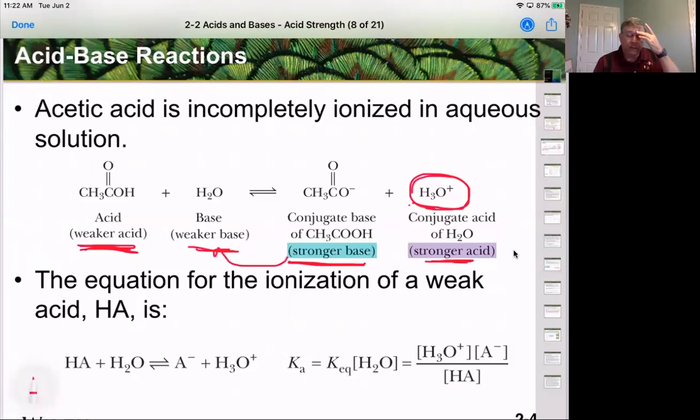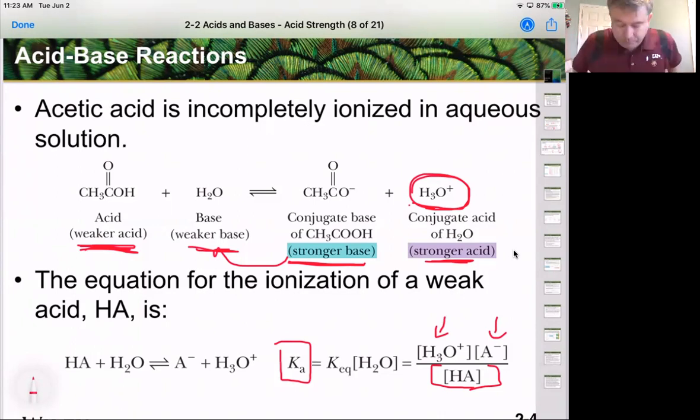Okay, so if we looked at an equation on how we would figure that out, we would want to figure out what the acidity constant would be by measuring the concentration of the hydronium ion times the concentration of the conjugate base, over the concentration of the original acid. We don't include the concentration of water there because, assuming we've dissolved it in water, that concentration of water is just removed from the equation, okay?